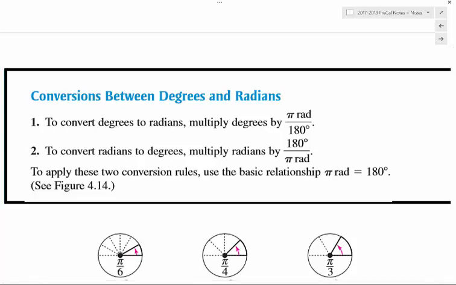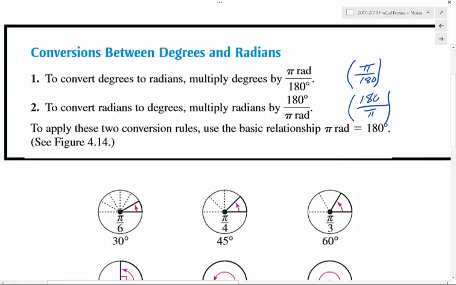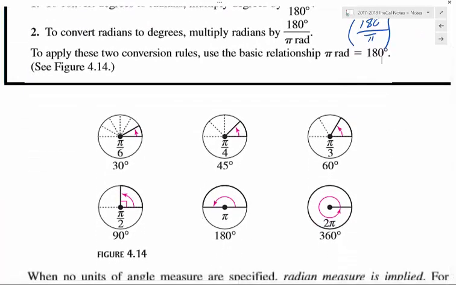So to convert from degrees to radians, I simply multiply by pi over 180. To convert from radians to degrees, I multiply by 180 over pi. You can see here some basic relationships. So 30 degrees is pi over 6. 45 degrees is pi over 4. Pi over 3 would be 60 degrees. Pi over 2 is 90, pi is 180, and 360 degrees is 2 pi.